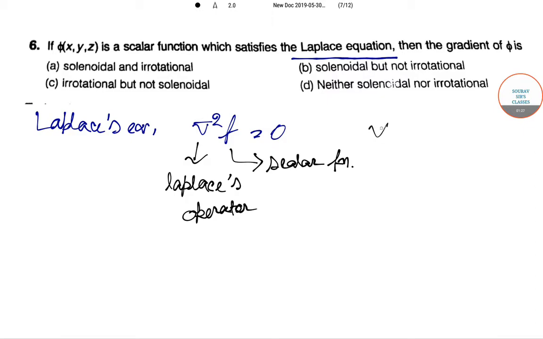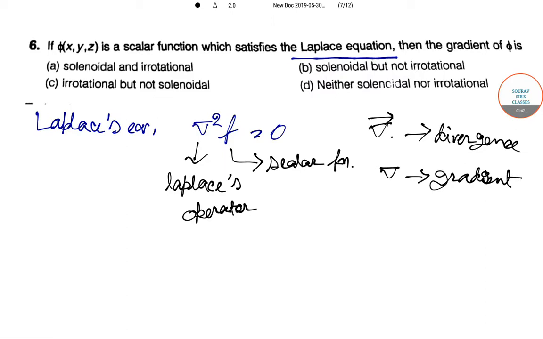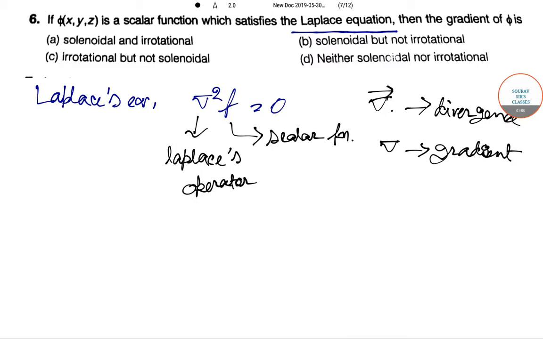When we write del dot, this is divergence. When we write only del, this is gradient. Okay, so here given phi is a scalar function which satisfies the Laplace's equation, so we can write del square phi equals 0, as it satisfies the Laplace's equation.